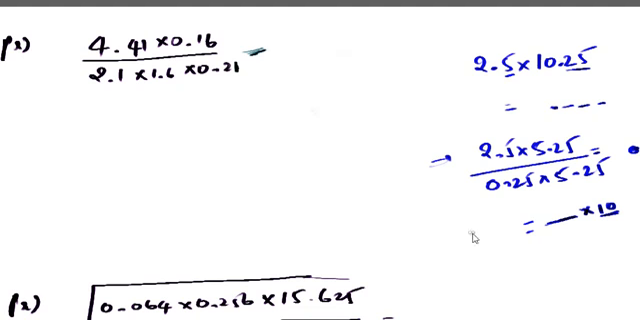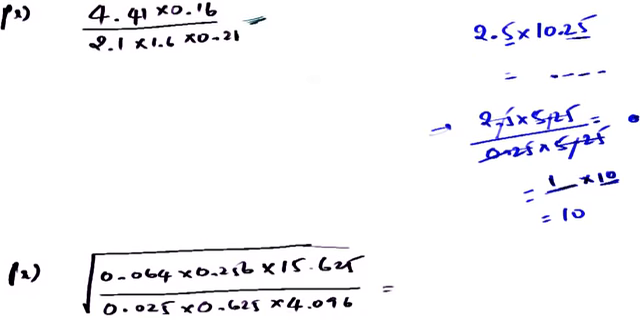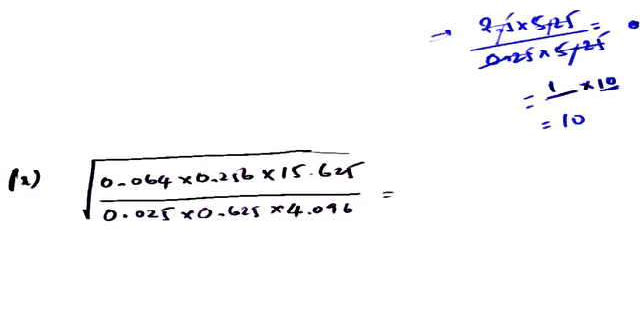So let us say the decimal places will be cancelled, decimal places will be cancelled. Then this is 525, this is 525, this is 25 and this is 25. So your answer will be 1 into 10, your answer will be 10. Sometimes the problem is given like this. Let me explain one more example.